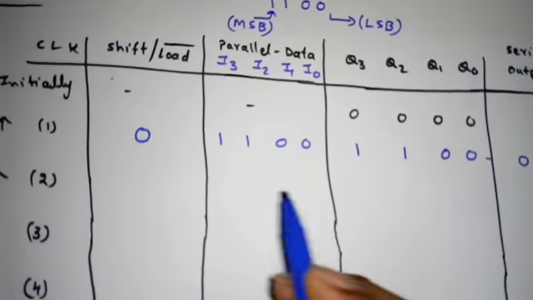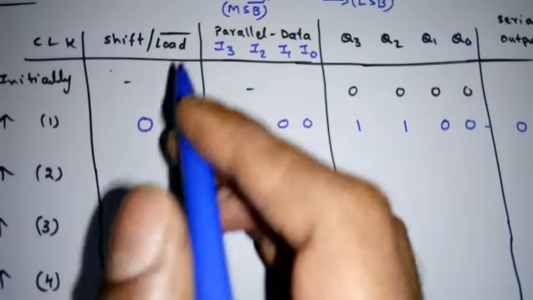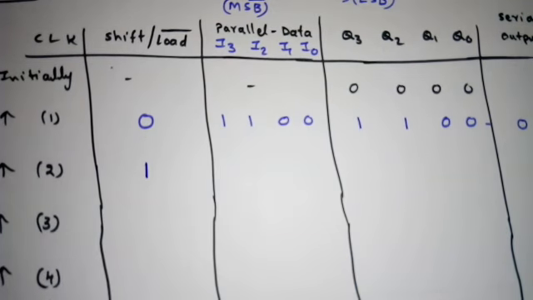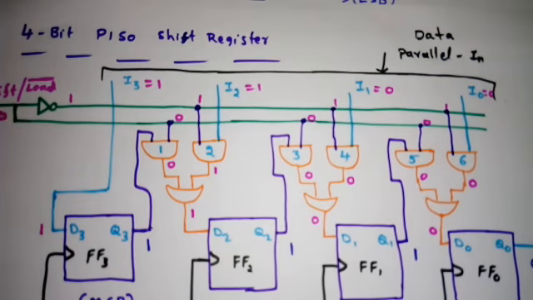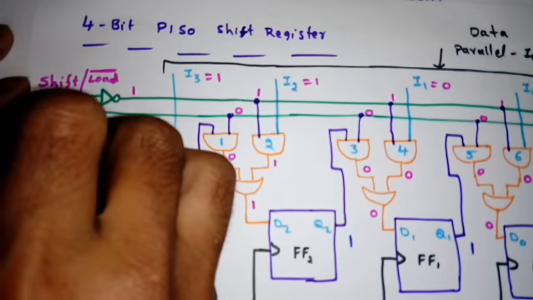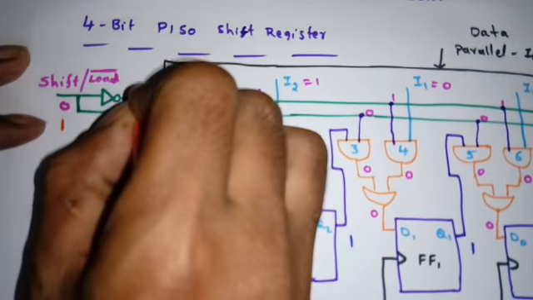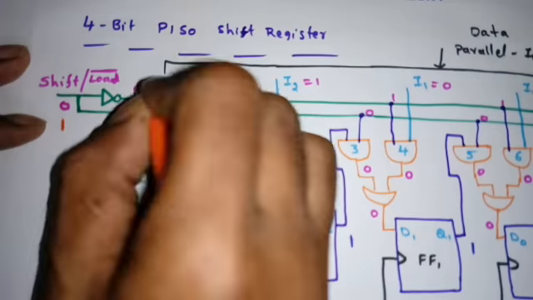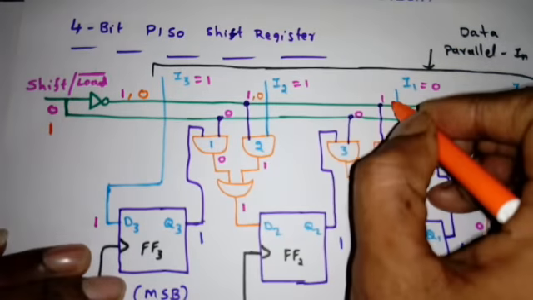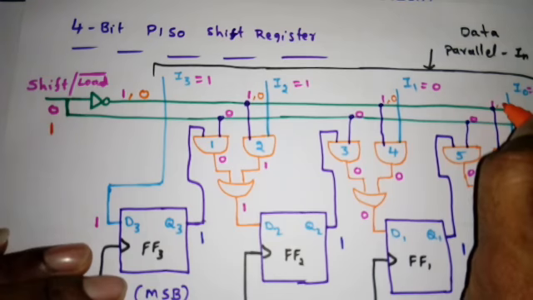So whenever we want to shift, what happens to this control input? Shift or load bar should be 1. So whenever this is 1, what will happen? We will see in this circuit. I'm using a different color now. So here shift or load bar is 1. If this is 1, what happens to the output of this NOT gate? It will be 0.